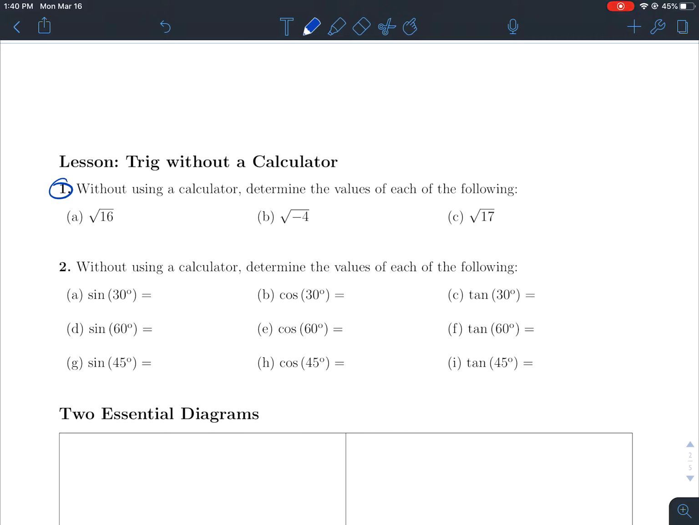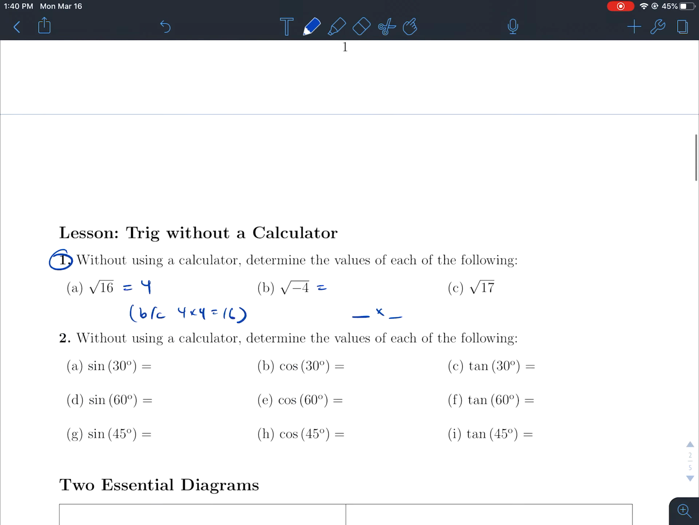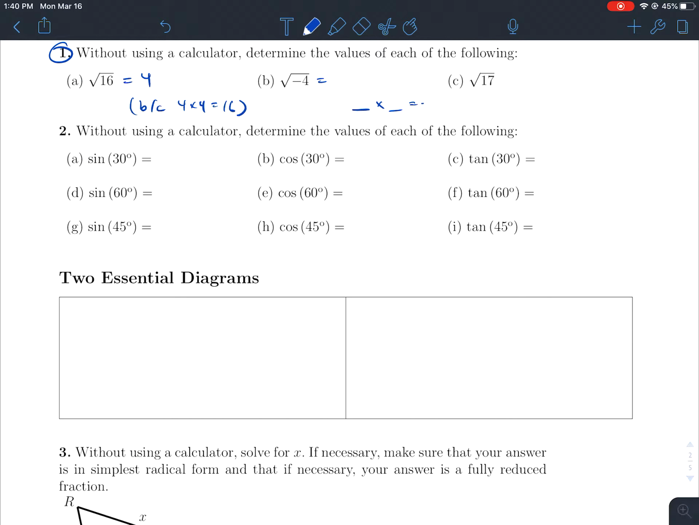So hopefully, as you paused and you did that, you realized that you actually are pretty good at square roots without a calculator. In fact, the square root of 16 is 4, and that's because 4 times 4 equals 16. The square root of -4, first it seems kind of impossible. We're wondering what number times itself gives us -4.